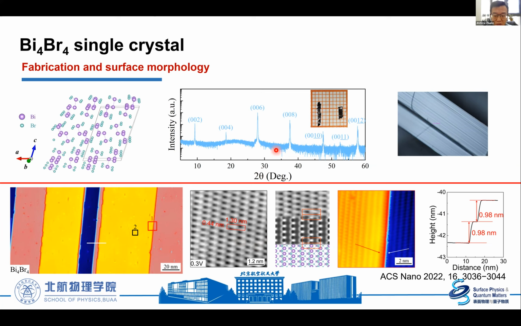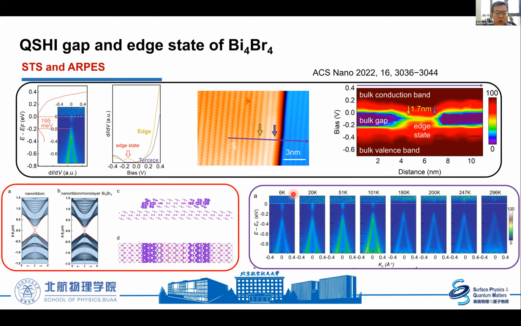We then use the STS and ARPES measurements to reveal the electronic structures of the cleaved bismuth bromide. The ARPES results show that there is an empty gap near the Fermi surface with a gap value around 0.2 electron volts, and our STS curves show similar features. When the tip moves to the edge regions, there is an edge state resulting in the gap. We also perform line profile STS measurements. The results reveal that the width of the edge state is around 1.7 nanometers, which is close to the lattice constant and comparable to other reported quantum spin Hall insulators.